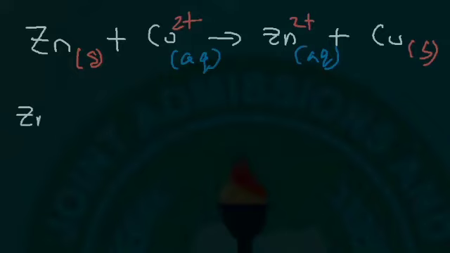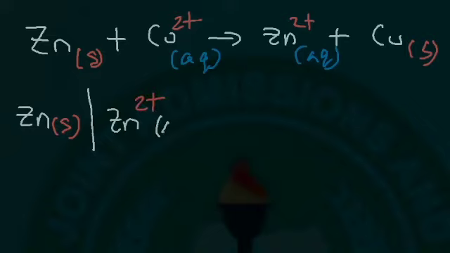So we're going to start with zinc solid. And then we're going to have a line. This line is going to separate the solid phase from the aqueous phase of zinc. And then we're going to have a double line for the salt bridge.